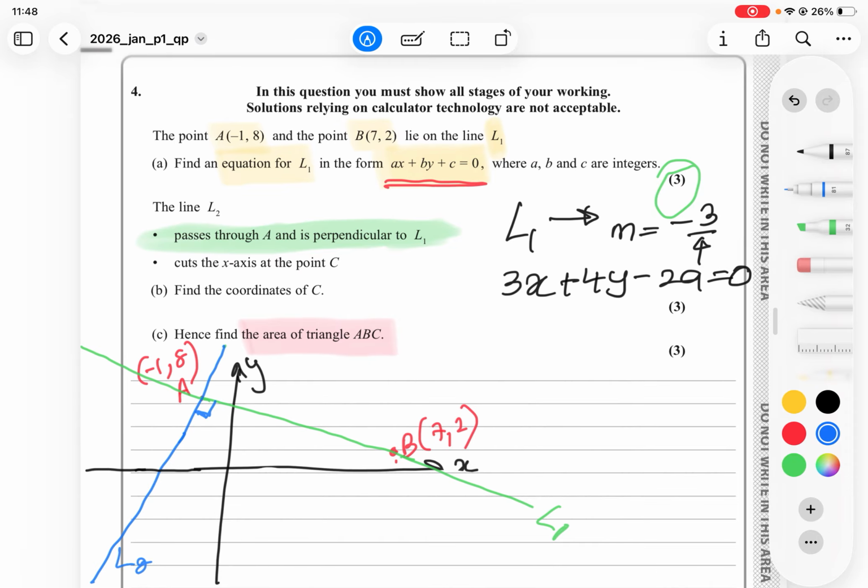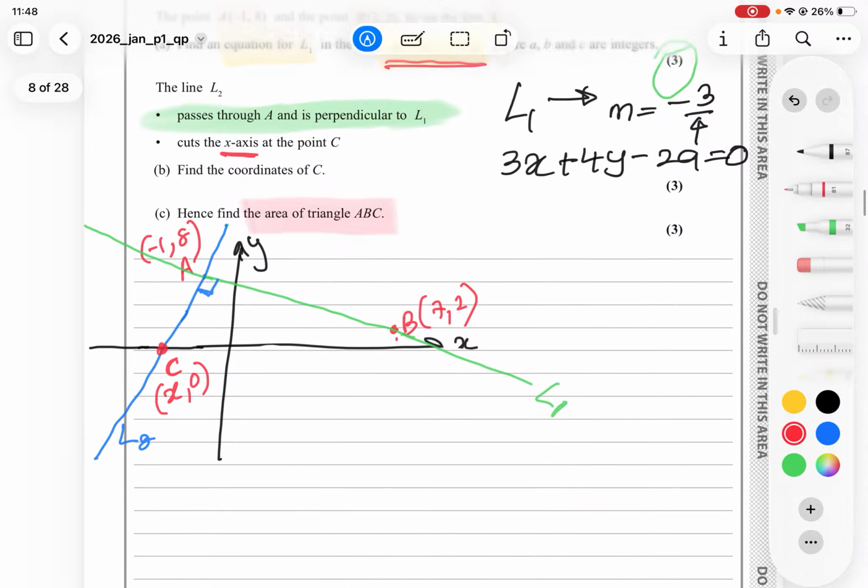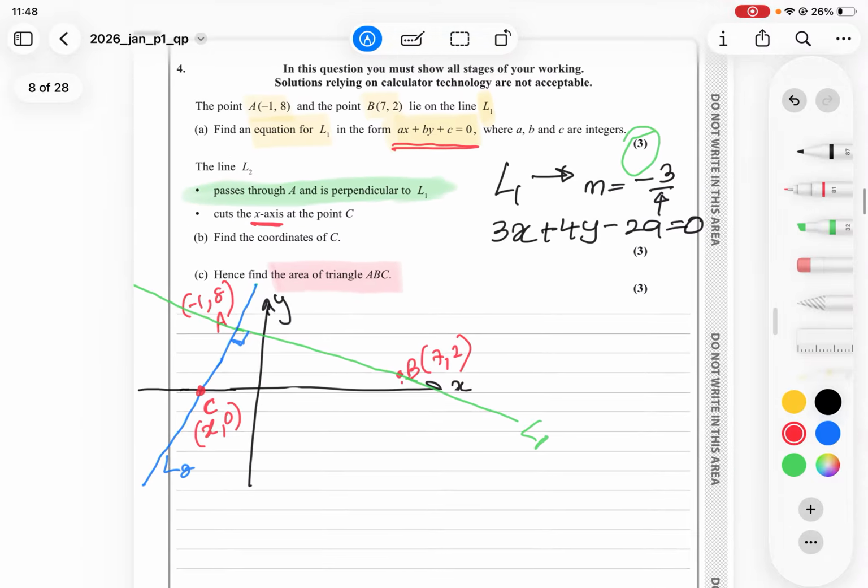And they say it cuts the x-axis at point C. So as I can see, this should be the point C. But here we don't know the coordinate of x, but we do know the y coordinate is 0 since it is on the x-axis. Okay, now let's see. To get the equation of L2, let's see what information we have.